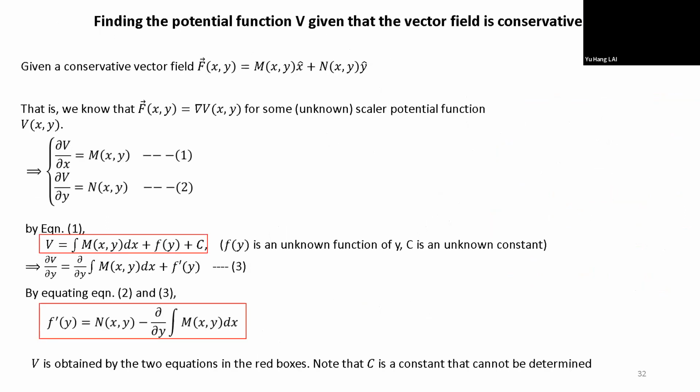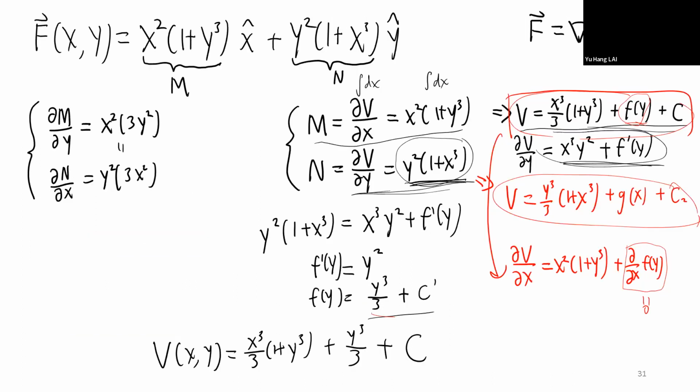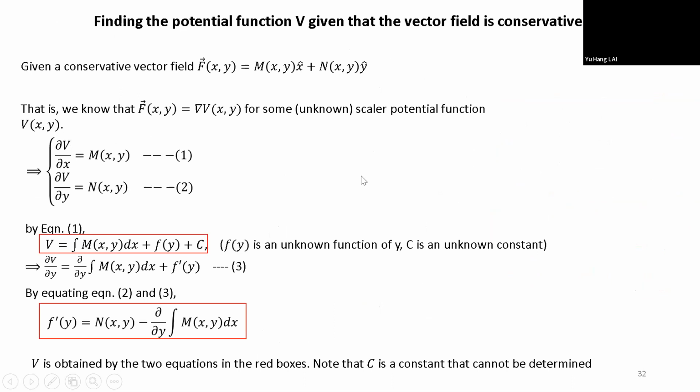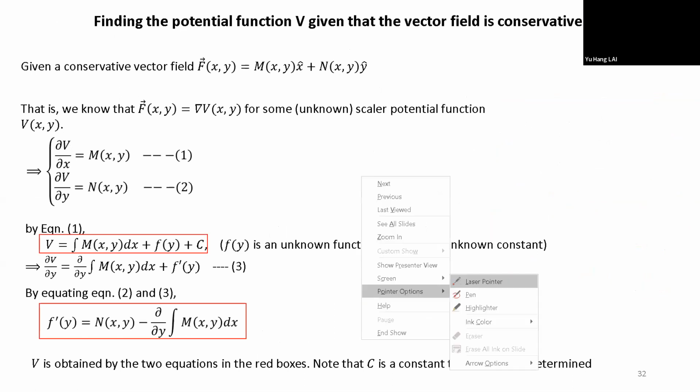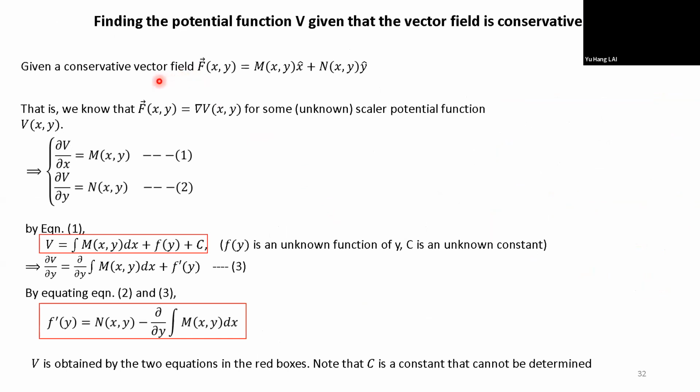So from this example, here I just lay out the general process that we have just done. Let me just quickly repeat it. I have some conservative vector field, this one. Because I know that this is conservative, that means this m must be able to be expressed as partial v partial x, and this n must be able to be written as partial v partial y.